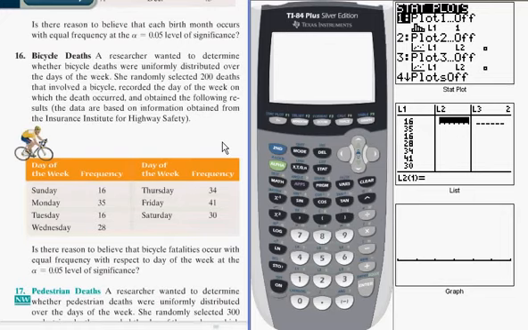Your categories might be days of the week, they might be months of the year, they might be regions of the country, something like that, where we have some expected distribution. And in this case, our null hypothesis is that the deaths occur uniformly, that it doesn't matter what day of the week, they're going to be about the same every day.